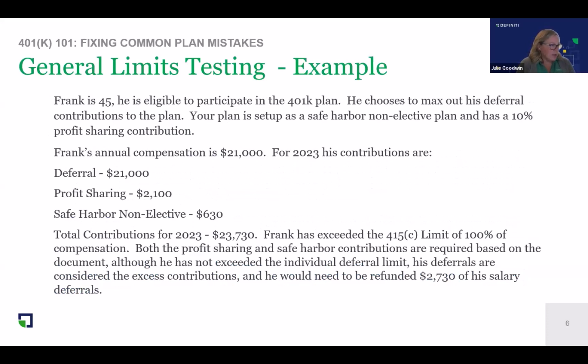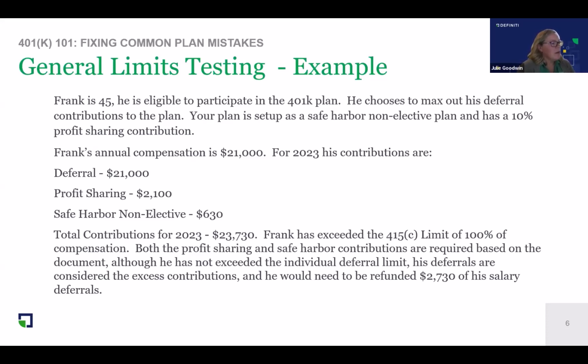So I have an example here of a general limits testing where you will see that there's going to be a refund of salary deferrals. And so the 415 limit, here we have for Frank, his compensation is $21,000 and he is not over 50. So he decides he's going to defer 100% of his paycheck. He only works to save for retirement and his sanity.